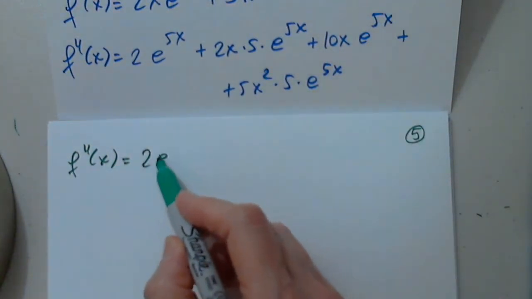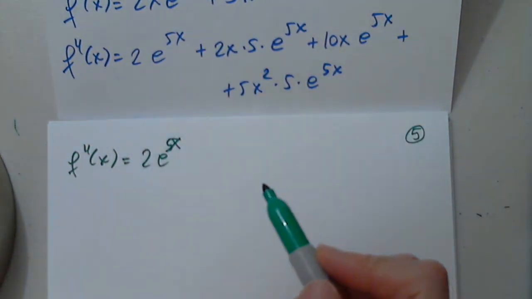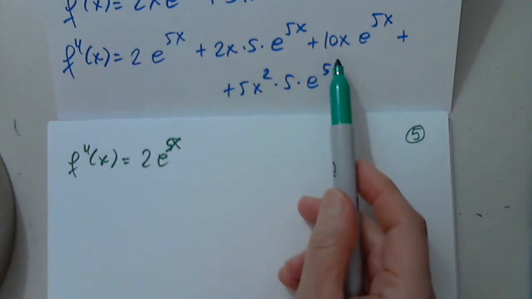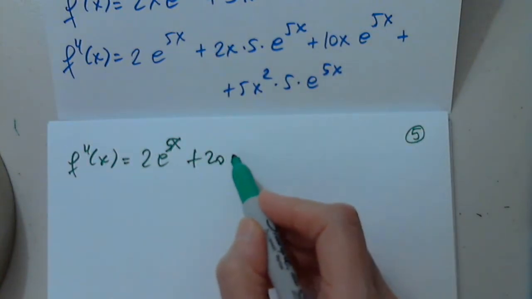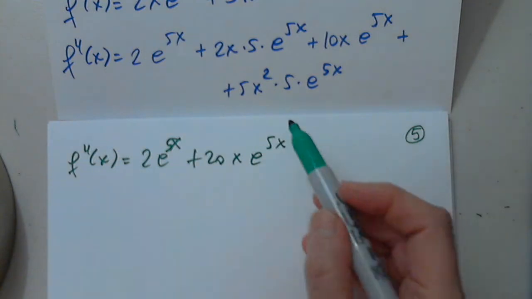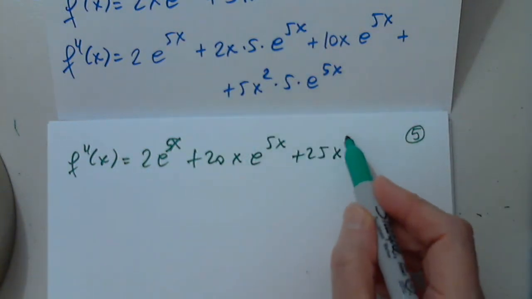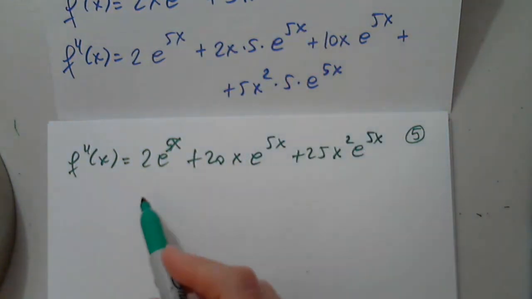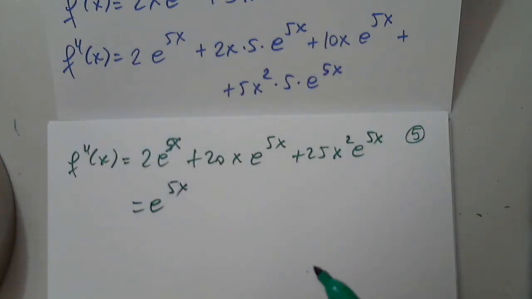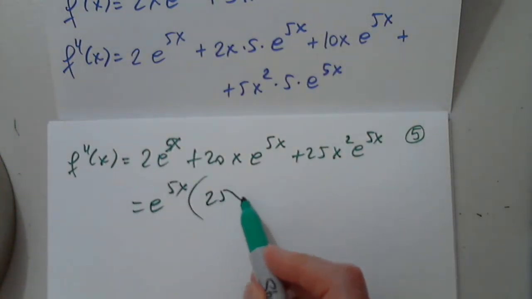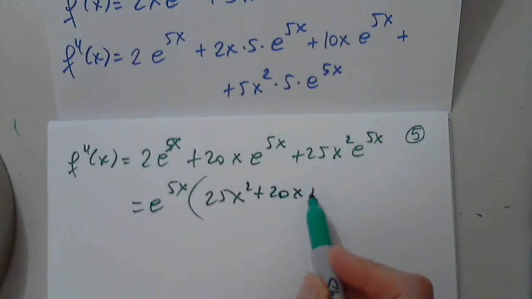Let me clean it up a little bit. So this is 10x plus another 10x, so this is 20x e to 5x. And this is plus 25x squared e to 5x. So e to 5x times 25x squared plus 20x plus 2.